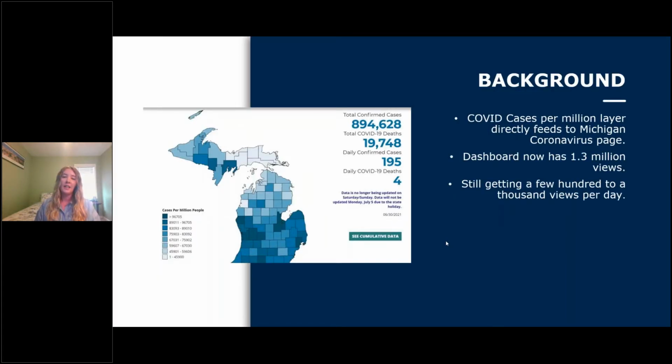So the COVID-19 cases per million layer was a layer requested by MDHHS for us to create for them. That's fed directly to the Michigan coronavirus webpage, which is the image you can see there on your left. We have that one layer and it feeds the My COVID webpage, but it also feeds our dashboard. Currently the dashboard has about 1.3 million views, and it's still getting a few hundred to a few thousand views per day.